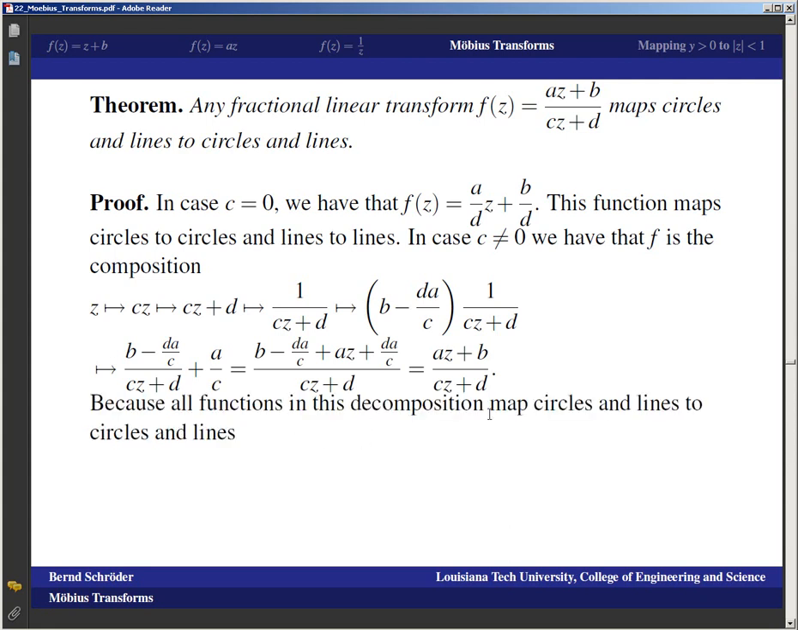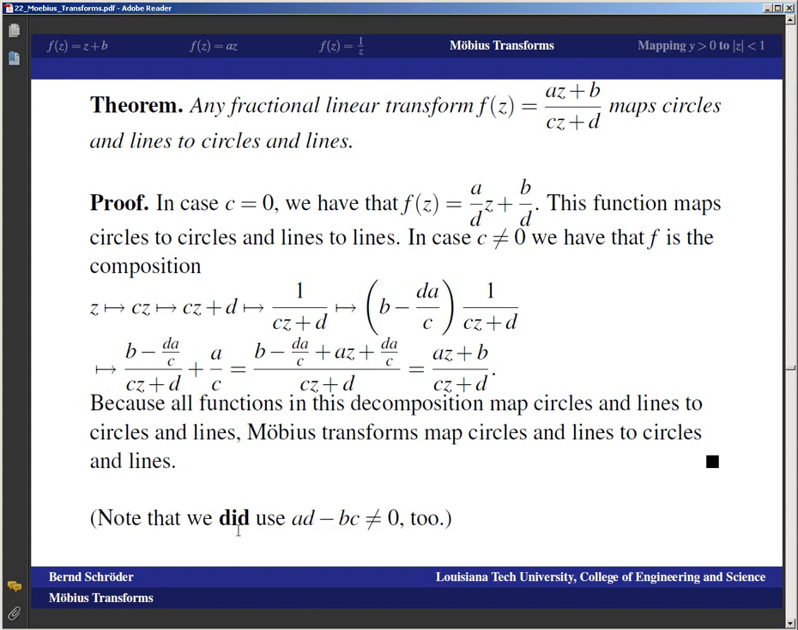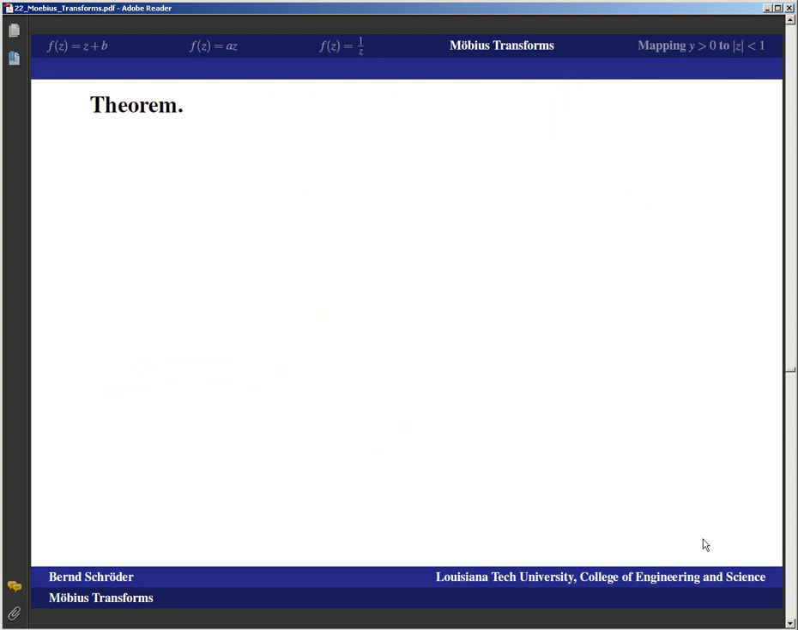And all these functions in this decomposition map circles and lines to circles and lines, right? Because this is a decomposition of az plus b over cz plus d into a composition of functions of one of these three forms, and every one of these functions maps circles and lines to circles and lines. And so that means that these Moebius transforms also map circles and lines to circles and lines. That's the end of the proof. And notice that we did use ad minus bc not equal to 0 because we worked with this b minus da over c, and that is non-zero only if ad minus bc is not equal to 0.